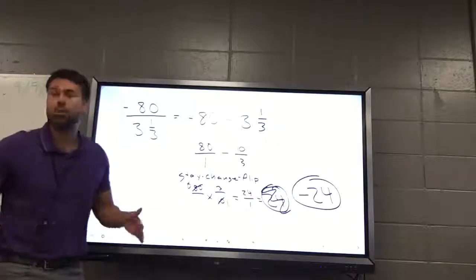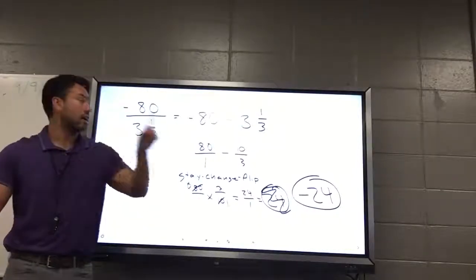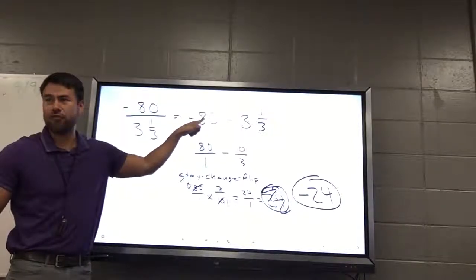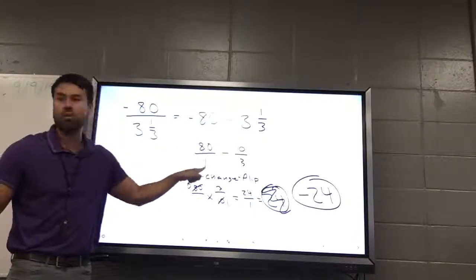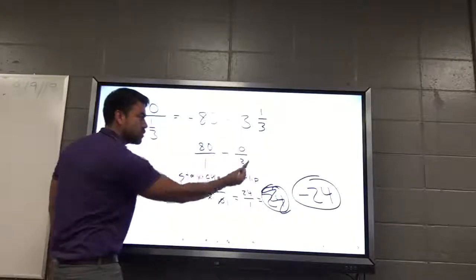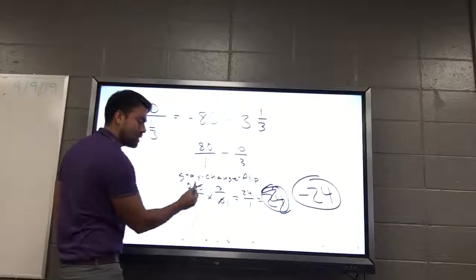And do you remember on the first lesson of this chapter, I said this: can you change 80 into a fraction? Do you remember me asking you that? You just say 80 over 1. Okay, and then 3 1/3 is 10/3. So here's the division problem still. Stay, change, flip would turn into this.